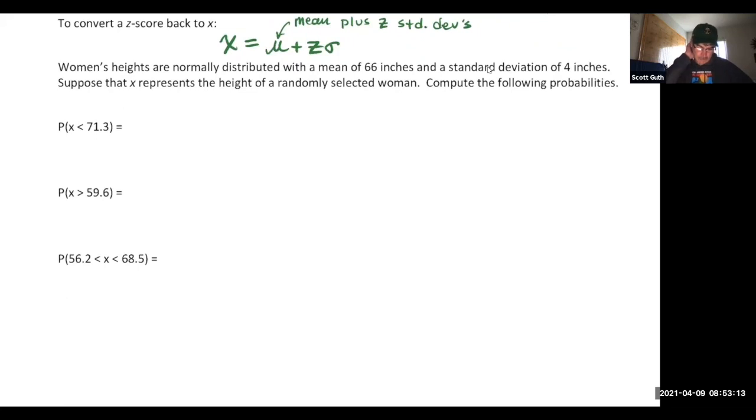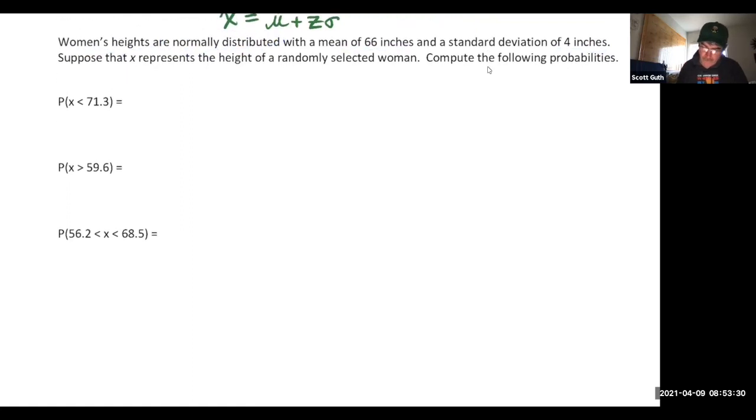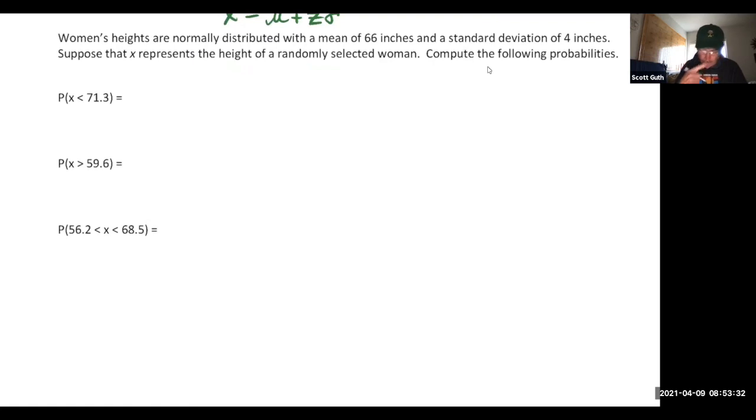This one says the probability that X is less than 71.3. Now, these are women's heights here. The mean is 66, the standard deviation is 4, and it says that the distribution of women's heights is normal. So we know we can use the normal curve to do a probability for a woman's height.